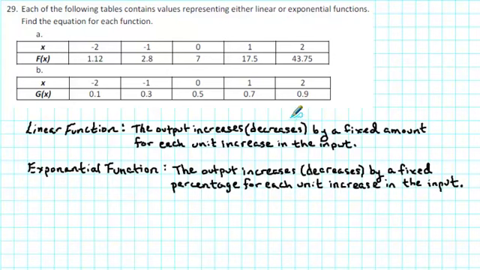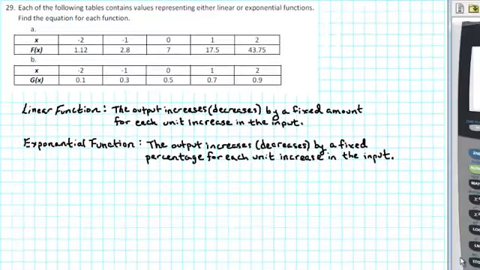So notice that for table A, the x values are going up by 1. That means that there's a unit increase in the inputs. We need to determine whether the output is increasing by a fixed amount or by a fixed percentage. If it increases by a fixed amount, then there'll be a constant difference between consecutive outputs. So let's check and see what the consecutive differences are.